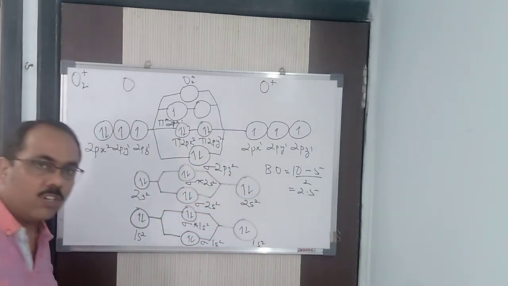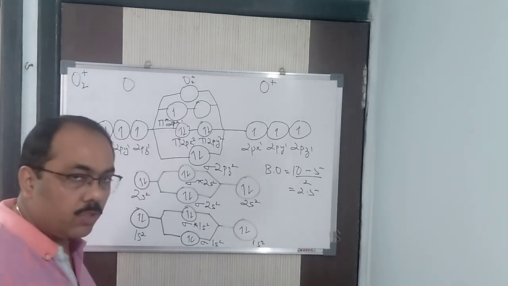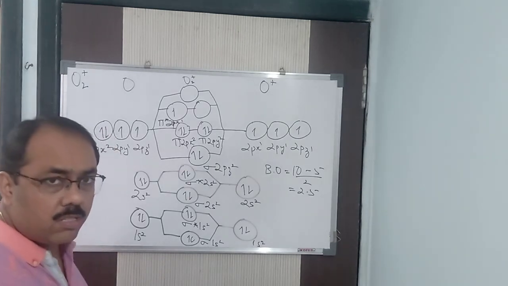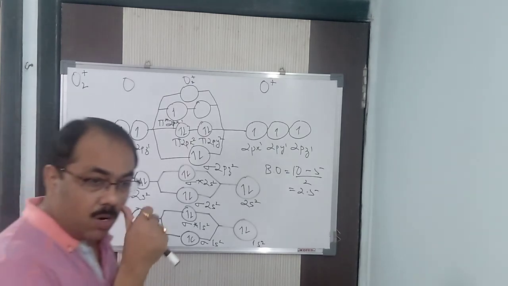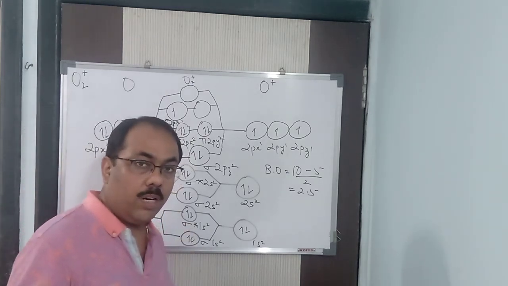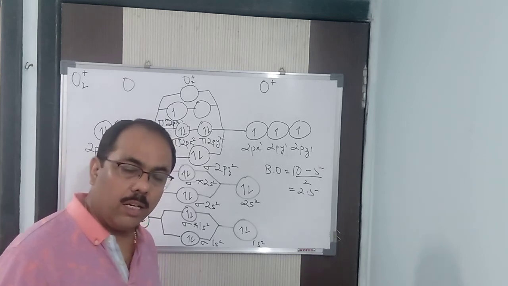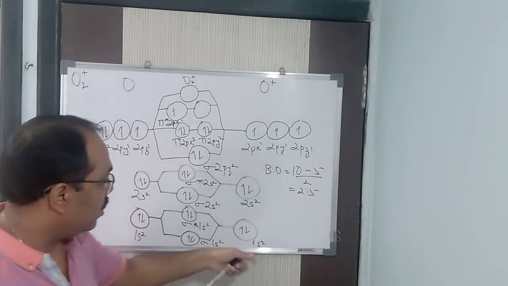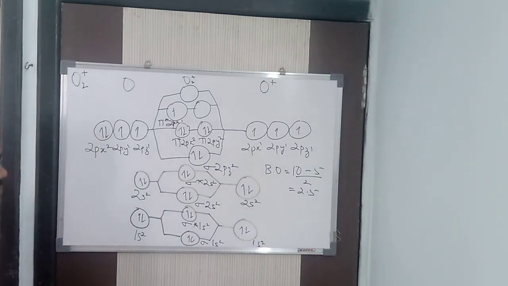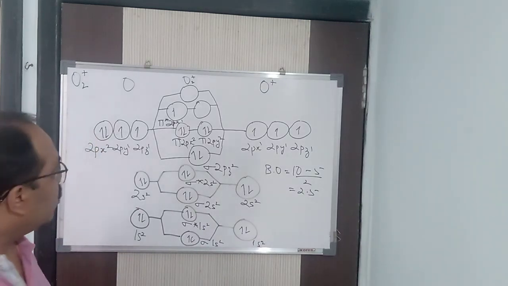What should be the bond order of oxygen? 2. It has to be 2 because the number of bonds is equal to the bond order. Got it? I told you in the last class the bond order can be fractional, but a covalent bond is always integral, a whole number. So you can see it comes out fractional here. How it comes fractional, I explained. So bond order is 2.5. Clear? So we got the nature as paramagnetic.